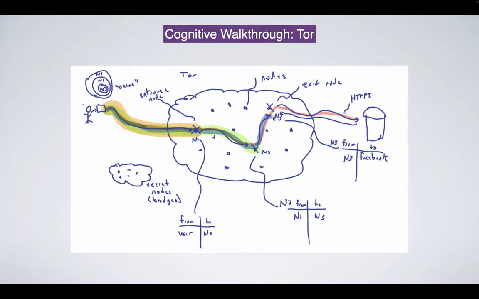So it knows what website you're going to. It knows the exact content. It knows what requests you're making, when the response comes, and what the response is. Let's say it's your Gmail inbox, then it could read all your messages or whatever. So N3 sees everything that there is to be seen.